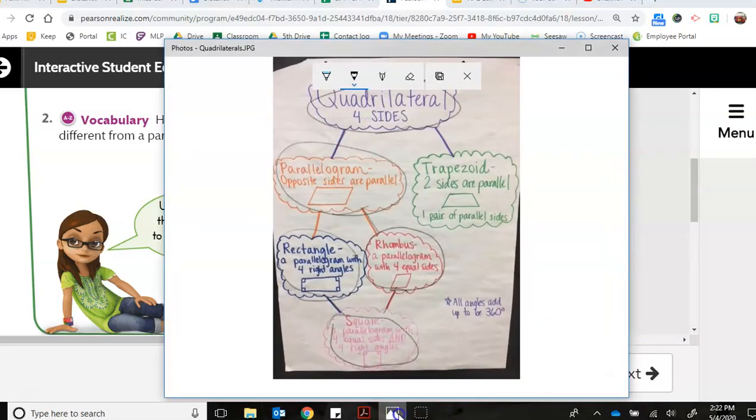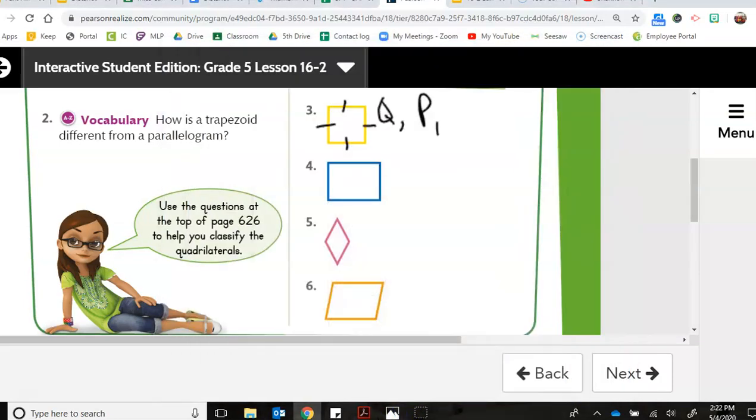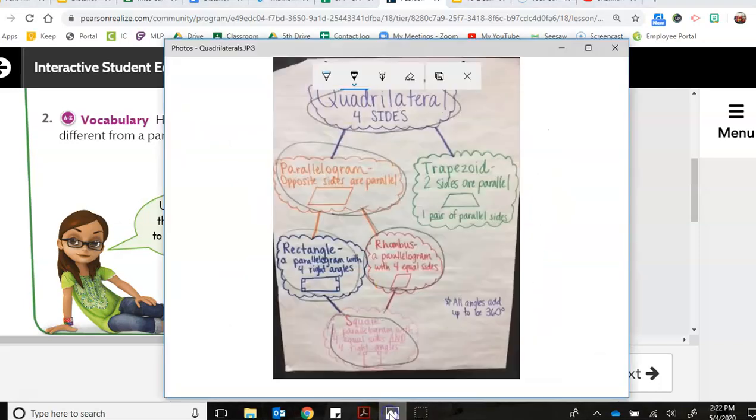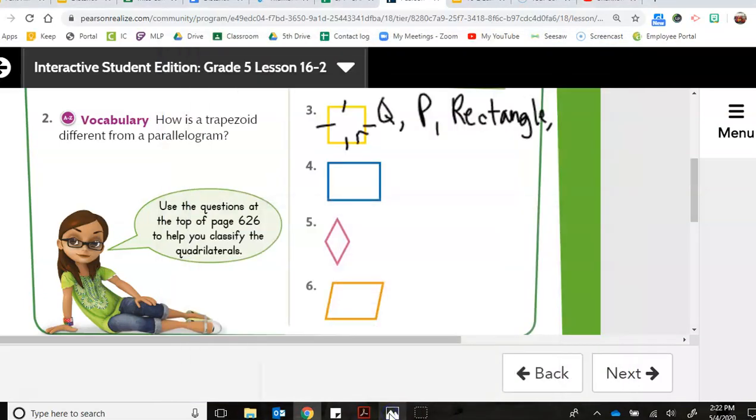Next up, rectangle, 4 right angles. Yes, you can tell that each of these angles are 90 degrees, so it can be a rectangle. Next up, rhombus means there are 4 equal sides. This definitely has 4 equal sides, so it can be a rhombus. And finally, a square has 4 equal sides and 4 right angles, so it can be a square. And it asks which name is the most specific. Square would be the most specific name.